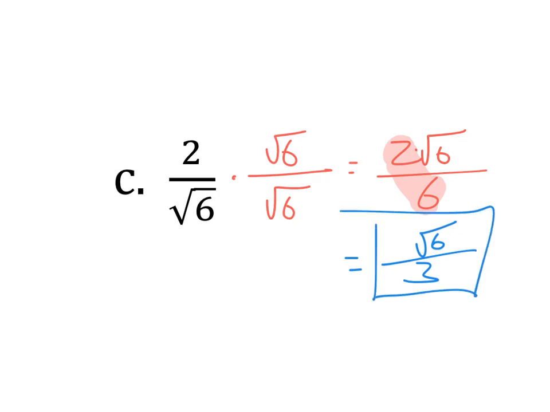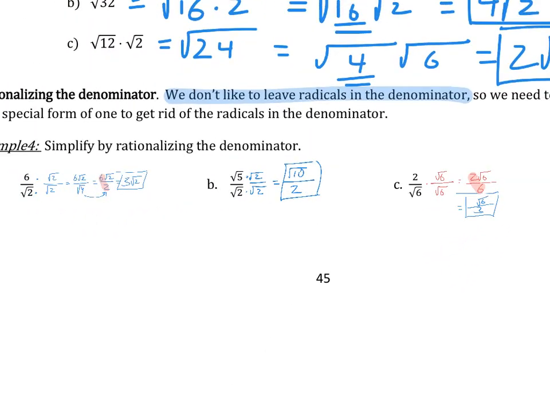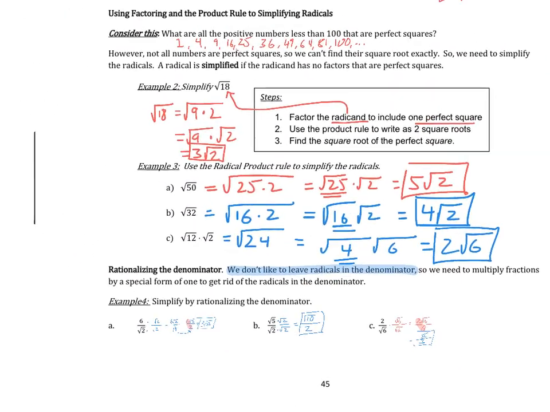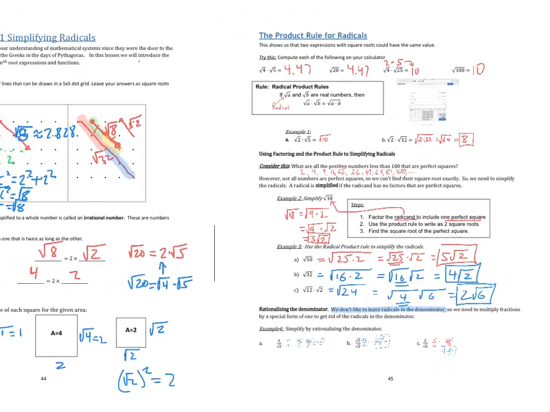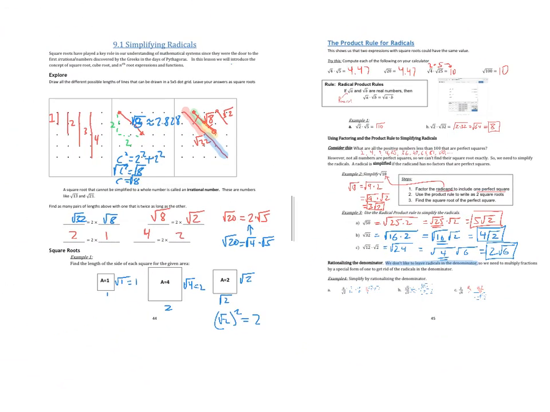Okay? So rationalizing the denominator gives us an answer that does not have an irrational number in the denominator. All right, that's how we simplify radicals. We'll work with that. A very useful tool for any advanced math from here on out.